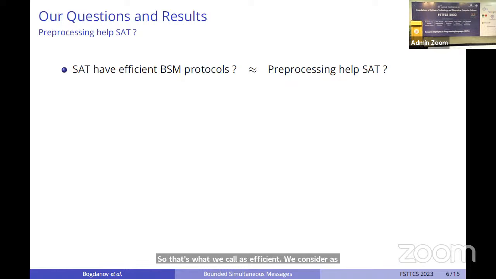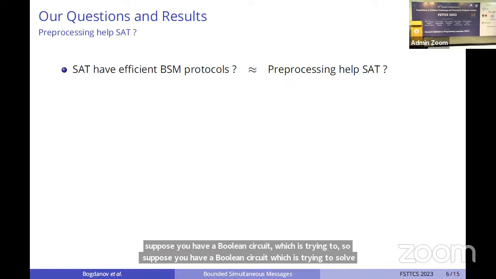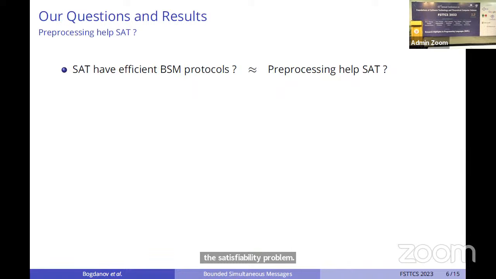And one could also rephrase this as follows. Suppose you have a Boolean circuit which is trying to solve the satisfiability problem. Would a bit of computationally unbounded pre-processing help the circuit? That's what we mean by pre-processing. Does pre-processing help SAT?